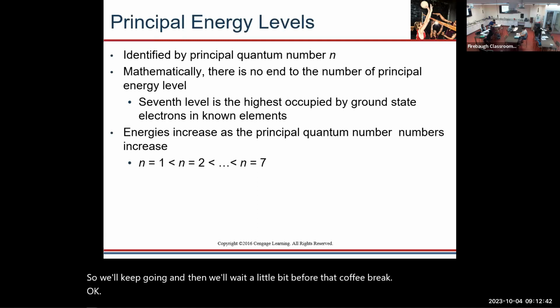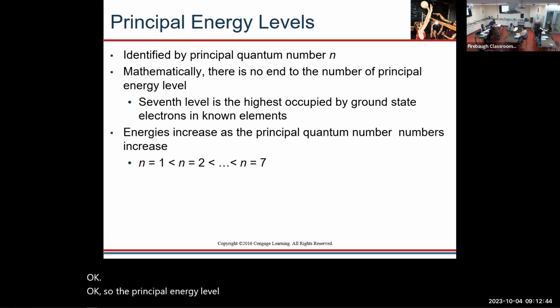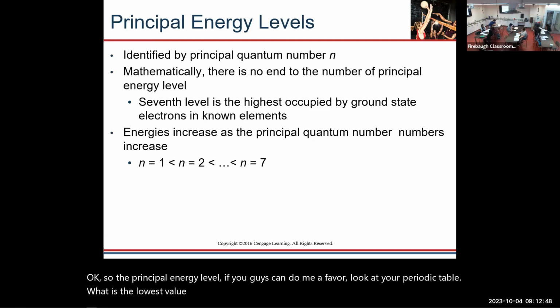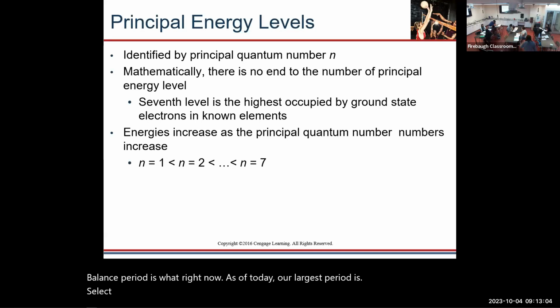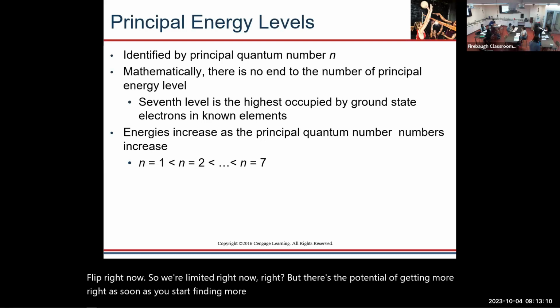Okay, so the principal energy level, if you guys can do me a favor, look at your periodic table. What is the lowest value you can have? What is the lowest period you can have? Lowest period is what? 1. Right now, as of today, our largest period is 7. So we're limited right now, right? But there's the potential of getting more, as soon as we start finding more elements or make more elements stable, then we can have more.